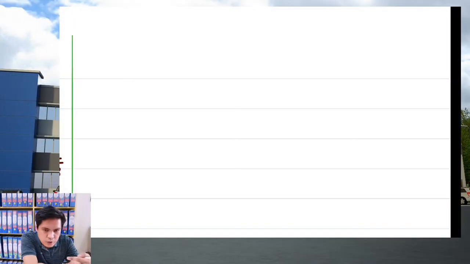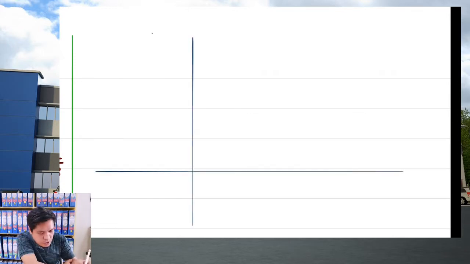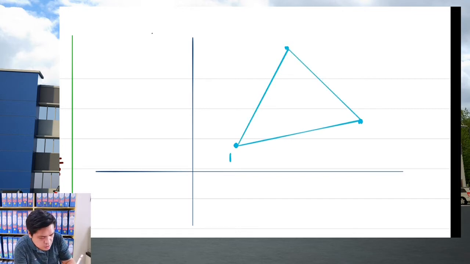Now, if we have 3 points that are non-collinear, meaning they do not fall in a single line, they form a triangle. So suppose we have 3 points that are non-collinear. So let's say this point, and this point. So they don't fall in a single line. So let's connect that. Okay, let's call this point 1 with coordinates x1, y1.